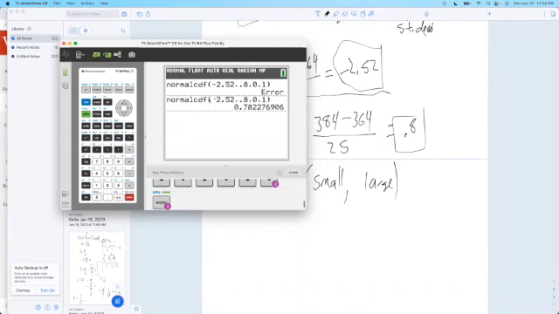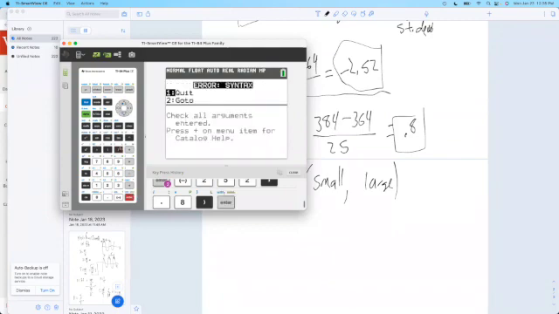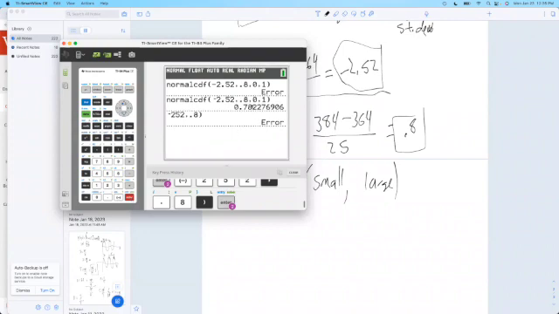Now, if your calculator doesn't look like that, if it didn't look like my screen, if all you see on your screen is normal CDF and the little blinker, then you would just type, like obviously this won't work on mine, but you would have normal CDF blinking. You would then type -2.52, comma, 0.8. You would close your parenthesis because you would have this much of the screen. Like that right there would already be on the screen. And then you would hit enter. Obviously, if I hit enter here, it's not going to work. Okay, so that's my answer.